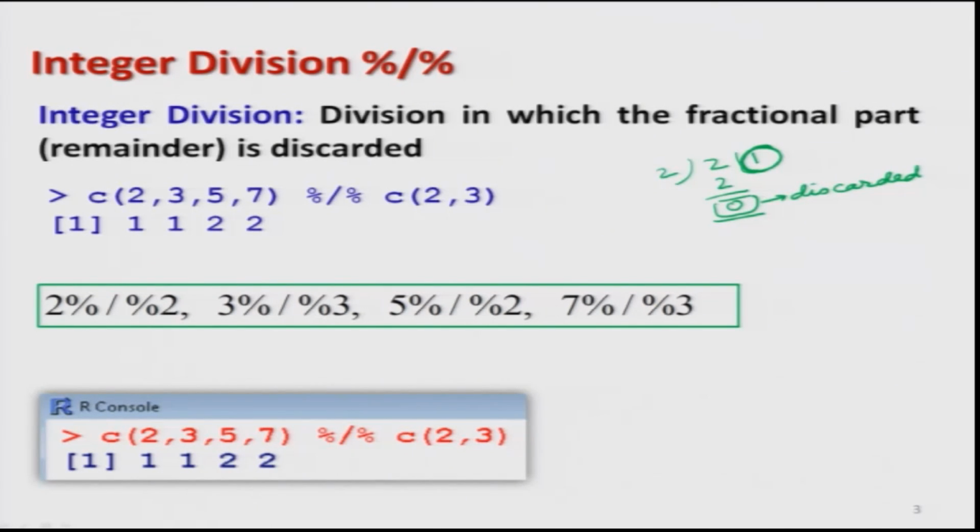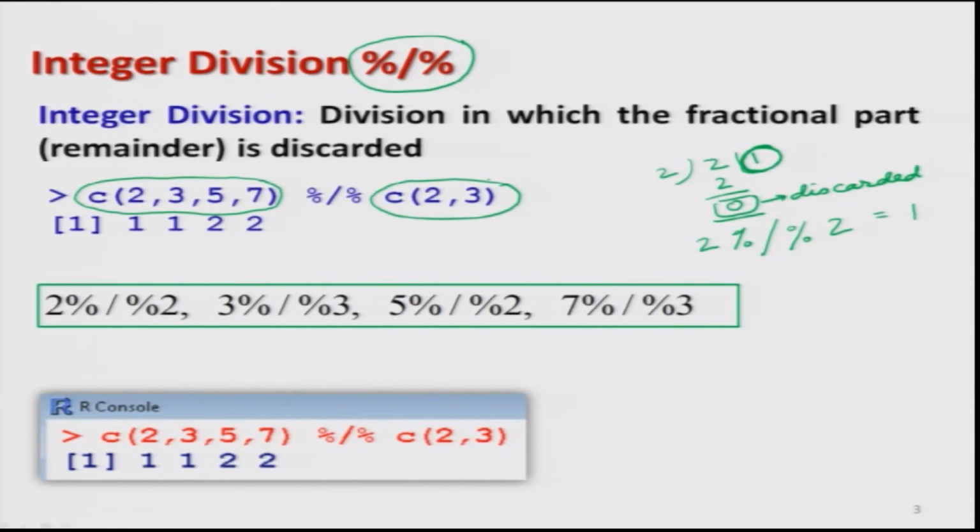right. The symbol for doing the integer division in R is percentage sign, backslash, percentage sign. So, if I want to do the integer division of 2 by 2, then I have to write 2, percentage backslash percentage, and 2, and this will give us the answer equal to 1. Now I consider the combined values 2, 3, 5 and 7 in this vector, and I would like to do the integer division with respect to another vector containing 2 values, 2 and 3.